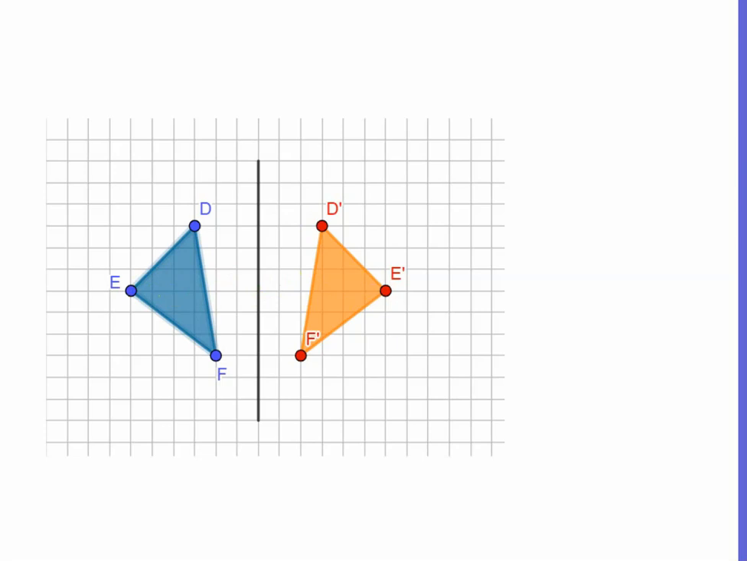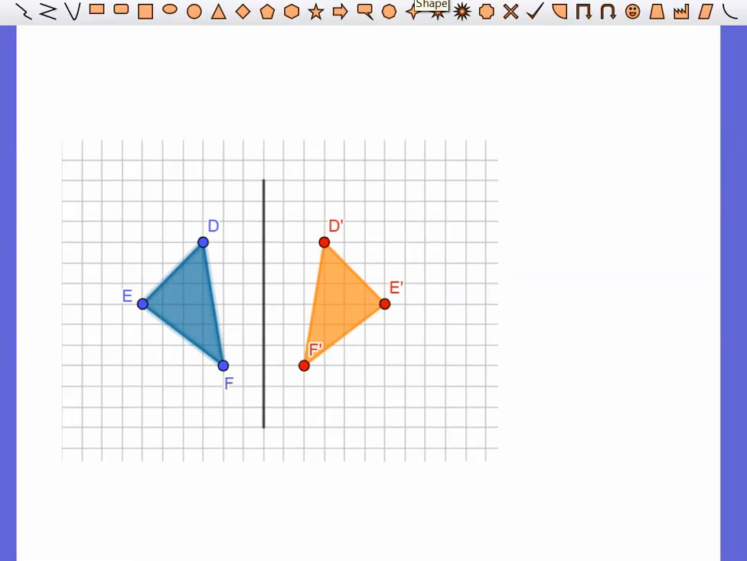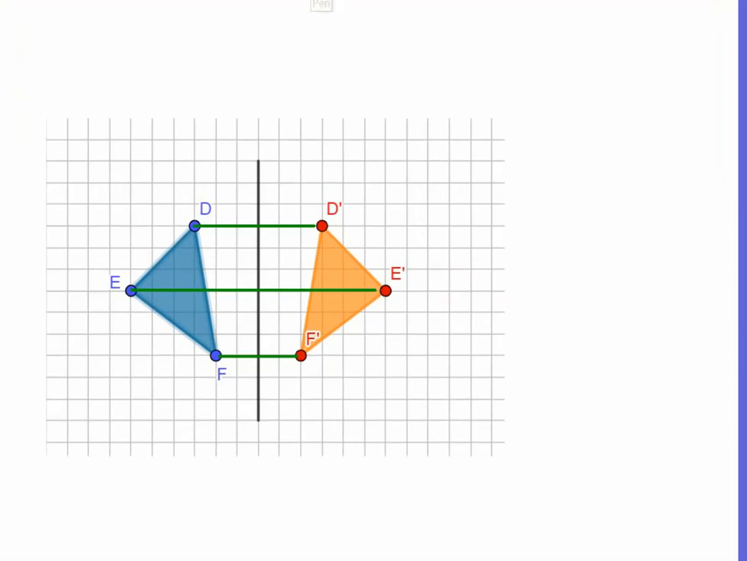The other important thing I need you to realize is this. Now if I join the corresponding points D to D dash, E to E dash, and F to F dash, what do you notice about these green lines, these horizontal lines, and how they meet the mirror line? They meet at right angles. Okay, that's a really important message. But it's obviously pretty easy, we're just counting squares.